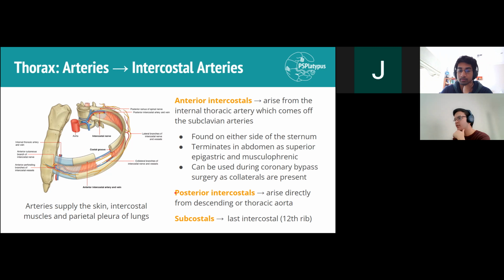And posterior intercostals I talked about, they come directly off the aorta. There's also subcostals, which really they're nothing special. It's just that they're the last intercostal artery, so they're going to be underneath the 12th rib. So these arteries generally are going to supply the skin overlying the artery or this patch. You've got the intercostal muscles between those ribs. And then you've got the parietal pleura of the lungs that is just underneath. So just the covering of the lungs also needs a little bit of blood supply to keep it healthy. So those are the functions of the arteries.